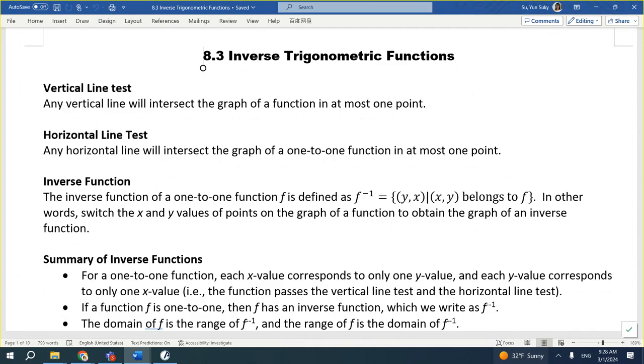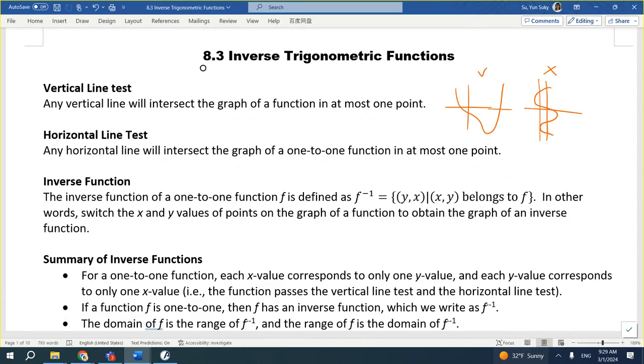Vertical line test: a vertical line will intersect the graph of a function at most 1 point. So if you have a graph like this, is this a function? Yes, it is a function. But if you have a graph like this, it's no, because the vertical line intersects multiple times. So this is not a function.